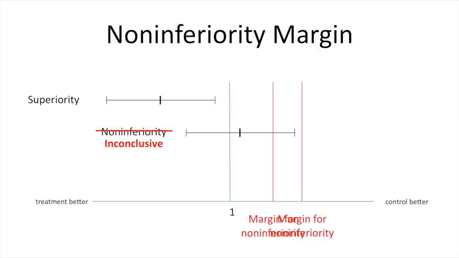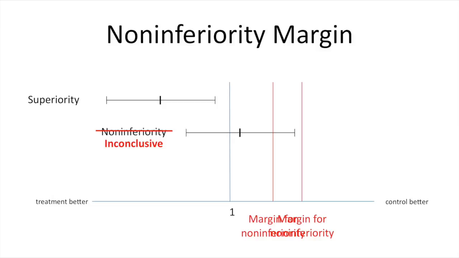We have here one, which means that both treatments, the new treatment and the control, are equal, and then we have a defined margin for non-inferiority. For example, here we see a superior effect, which means that the confidence interval does not include 1, and does also not include the margin for non-inferiority. Here we have an example of non-inferiority. Here the confidence interval does include 1, that's fine, but it does not include this margin for non-inferiority.